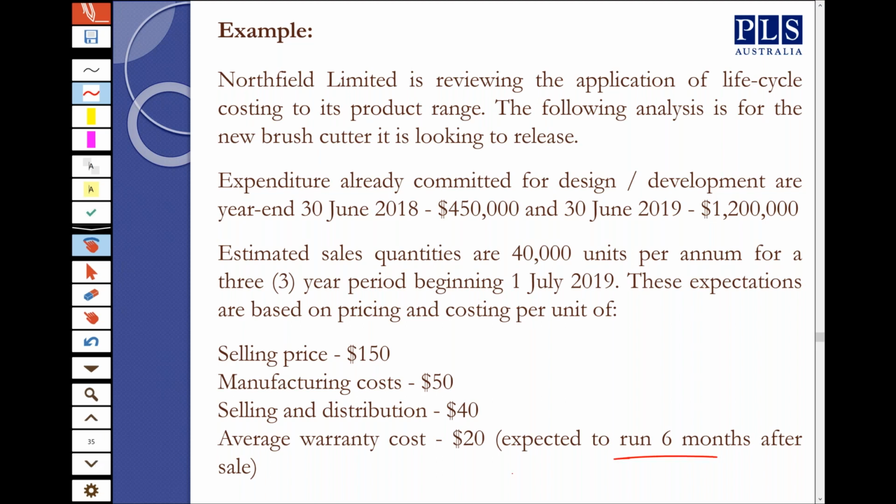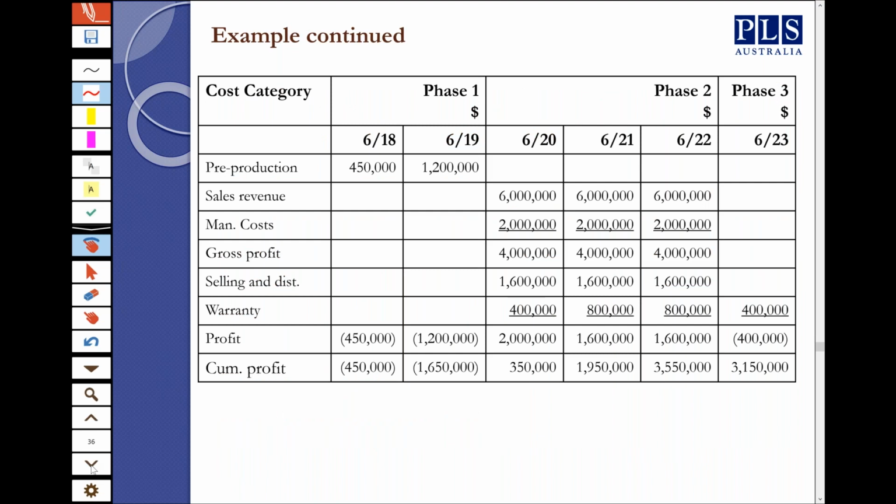Now, this is what I want to show you in particular. As we look to construct that, however, the 450 and the 1.2 is pulled from the facts. Note the figure of the 6 million would be your 40,000 by your 150. So that's your 40 by your 150. Your manufacturing would be your 40 by your 50. Coming through with respect to something like your selling and distribution and your warranty and through, that would be your 40 by your 40.